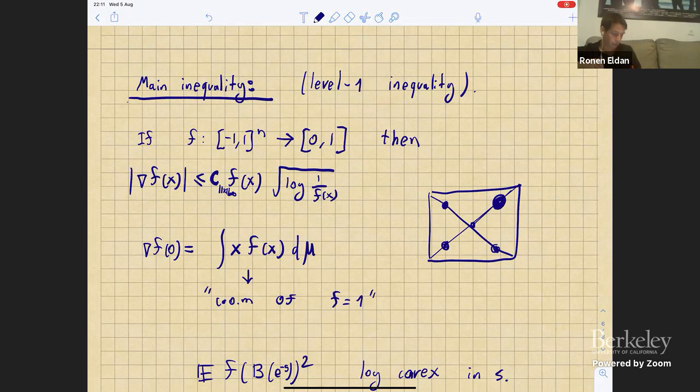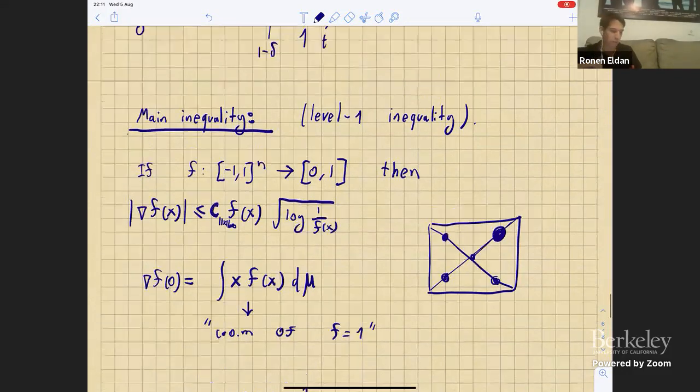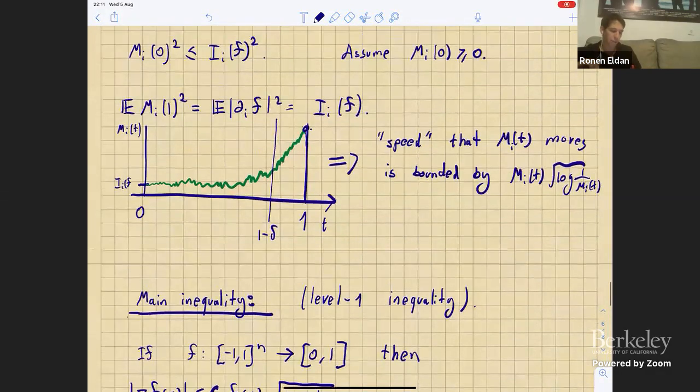Almost none of the things I said use the fact that the function is Boolean. In all of the proof I gave you, the only place where I use the fact that the function is Boolean is that here at time 1, the derivative has to end up at either 0 or 1. Everything else works just the same if the function is not Boolean.